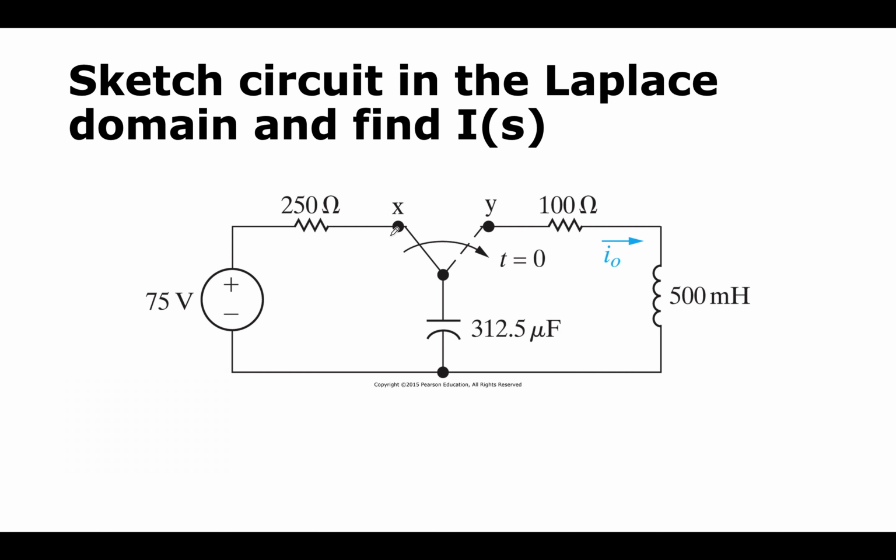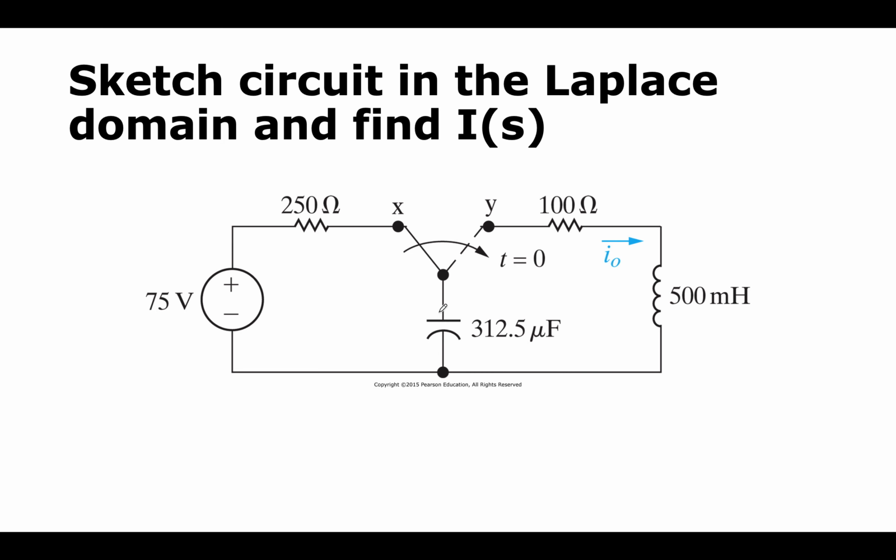So just going through very briefly, when you have a circuit like this, the first thing you do is you look at the circuit for t less than 0 in the time domain. Assuming it's under DC conditions, this capacitor is an open circuit, and you do that because you have to have an initial condition on the capacitor voltage.